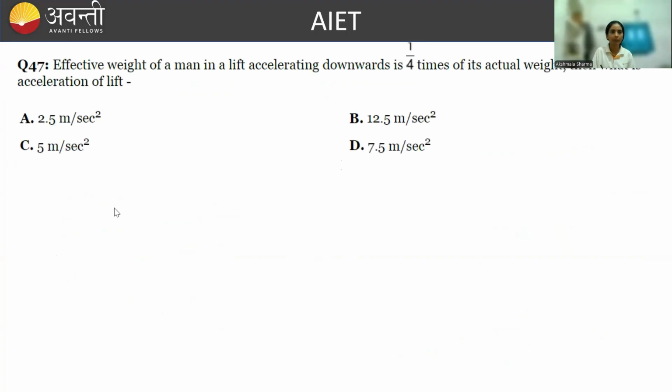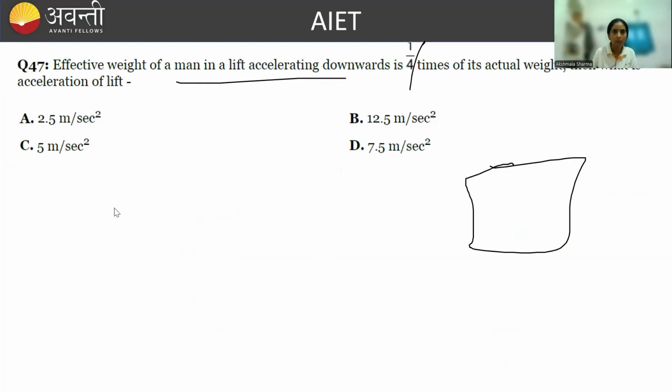Now let's do the next. Effective weight of a man in a lift accelerating downward is 1 by 4 times of its actual weight. This is 1 by 4, right? Then what is the acceleration of lift? So there is a lift and lift is accelerating downward, and the person is standing here and his effective weight is how much? 1 by 4 of its actual weight.